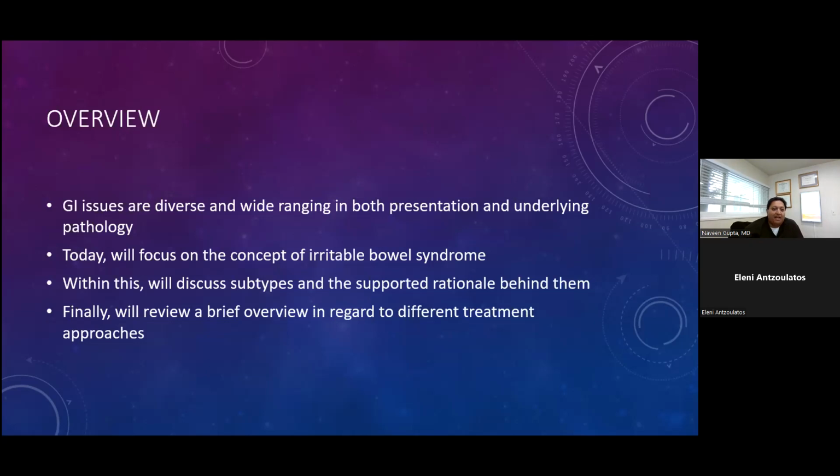So it's always good, when you're talking about the GI world, to try to hone it down to one specific topic. So irritable bowel syndrome, within this, there's a lot of different subtypes of it, and we're going to talk about what are the different subtypes that we recognize and some of the rationale behind it. And then we'll go over a brief overview of what might be causing it, and then the subsequent treatments that are currently available or utilized for it.